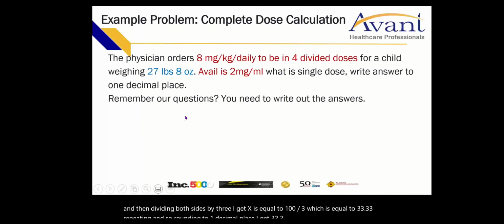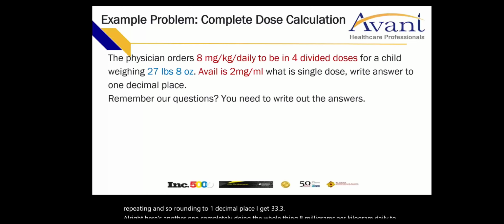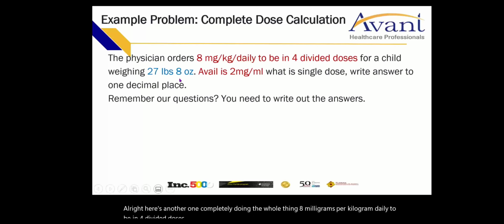All right, here's another one, completely doing the whole thing. 8 milligrams per kilogram daily to be in 4 divided doses for a child weighing 27 pounds, 8 ounces. And what we have on hand is 2 milligrams per milliliter. What is a single dose? Write your answer to 1 decimal place.